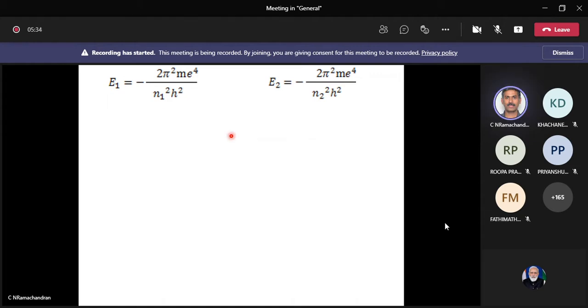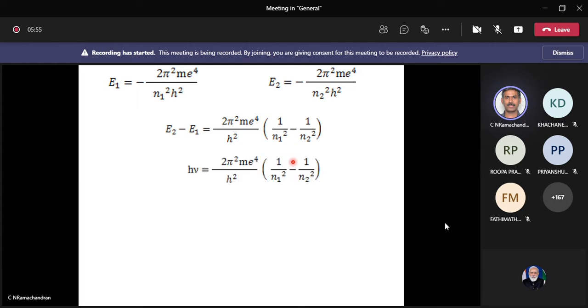And why I'm writing this is we will be going for the difference between these two levels, very 11th standard textbook points only. So if you subtract E2 minus E1, you can take the common factors outside, and you will get this expression. Depending upon the values of n1 and n2, we can calculate the energy released or energy absorbed. This is just the expression for energy, E2 minus E1.